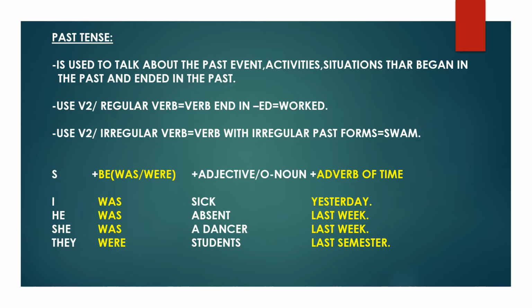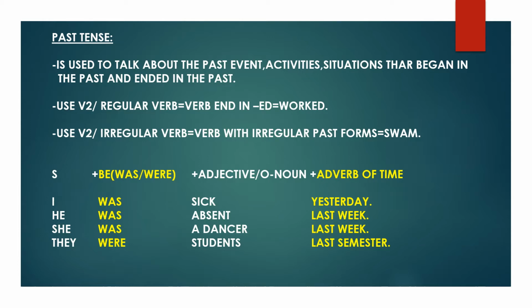Let's see the formula for past tense. For be, the verb to be. There are many verbs in English, but now we are talking about the verb to be. The formula is: subject, plus was or were for the past tense of be, plus adjective or noun or object, plus adverb of time.